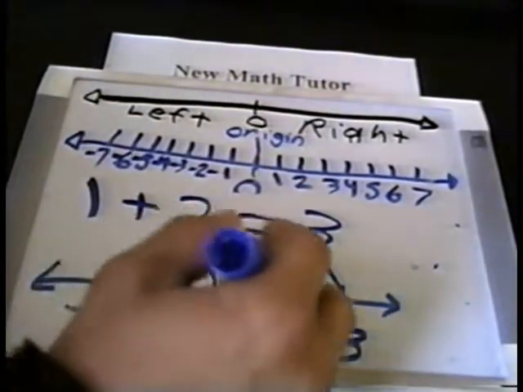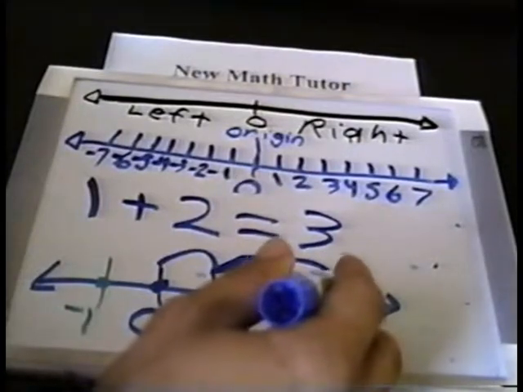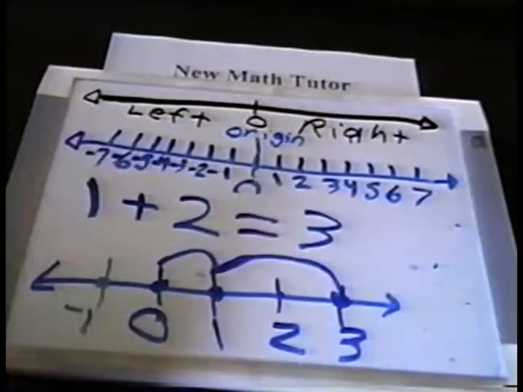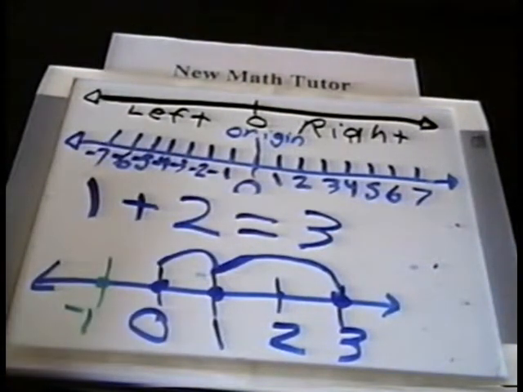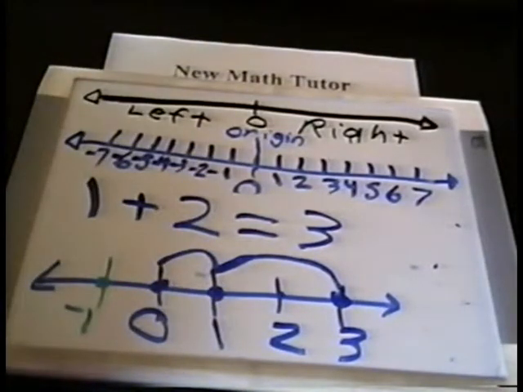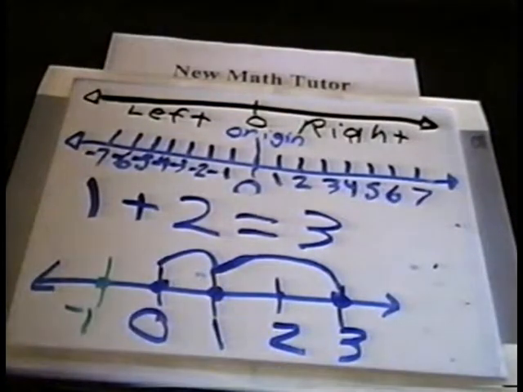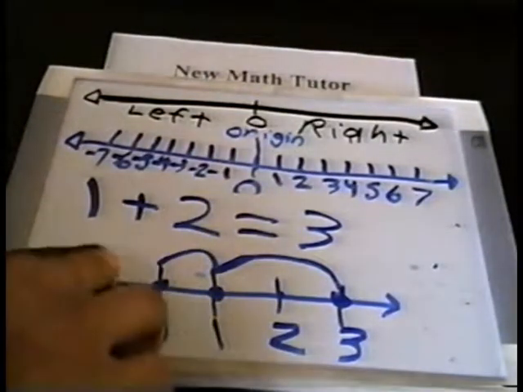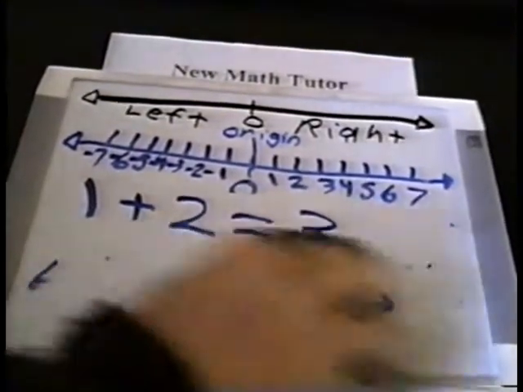We start at 0, go to 1, and then from 1, we add 2 to equal 3. The movement on the number line.